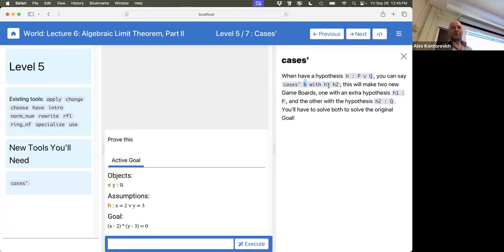I find it useful. So you'll get two game boards. One game board has a new hypothesis, which is h1, namely P, and the other game board has the hypothesis that's Q. Okay, so that's a way of splitting according to which case it is. Does that answer your question, Suhas? So let's go.